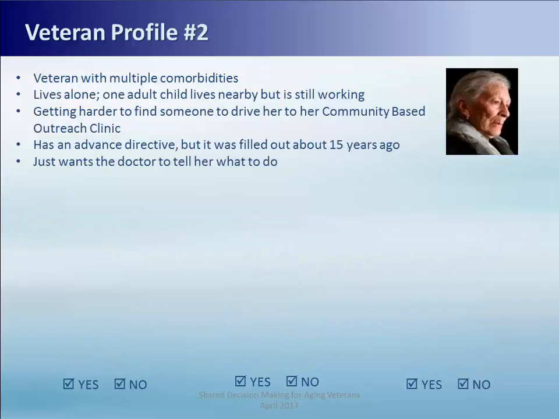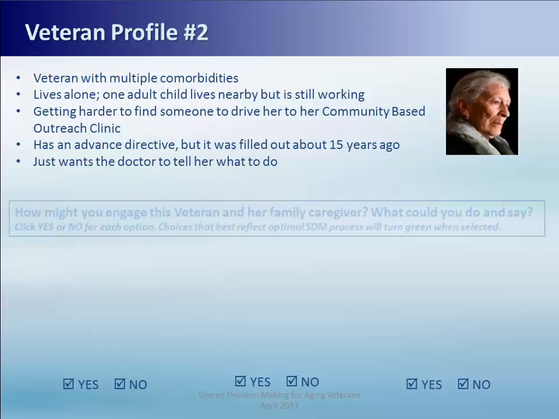This Army veteran has multiple comorbidities. She lives alone and has one adult child who lives nearby, though her daughter is still working full-time. It's getting harder for this veteran to find someone to drive her to her clinic appointments. She has an advance directive that she filled out about 15 years ago, and frankly, she just wants the doctor to tell her what to do.